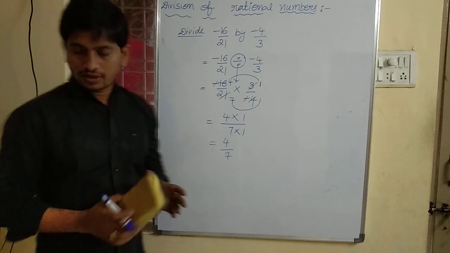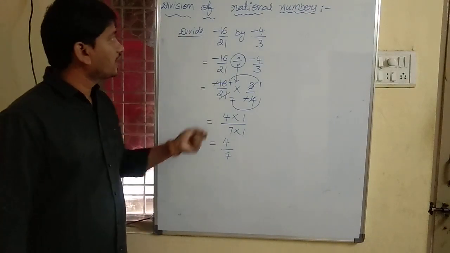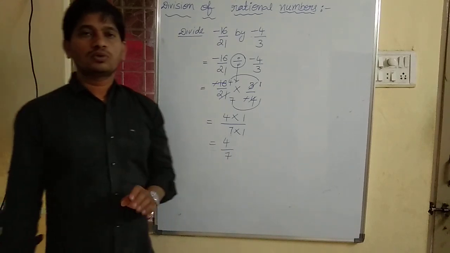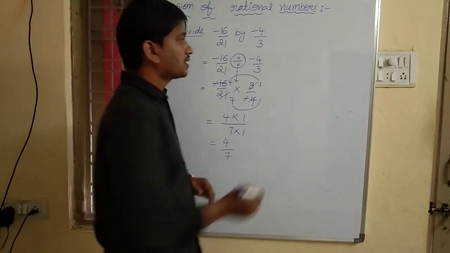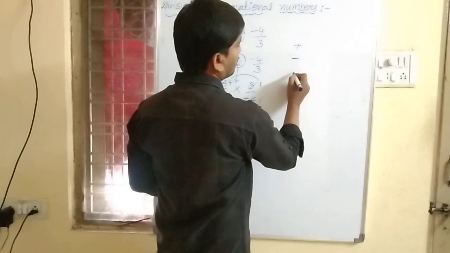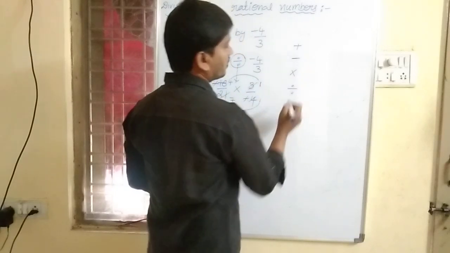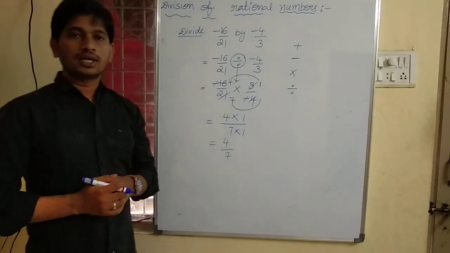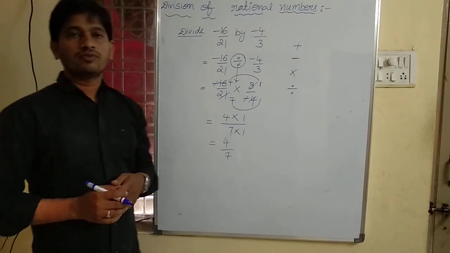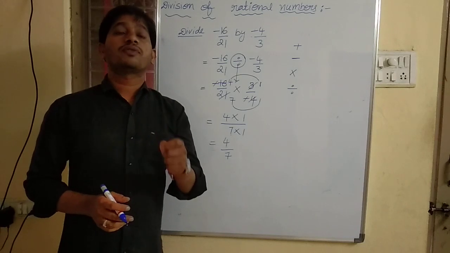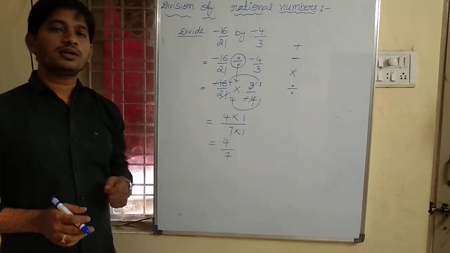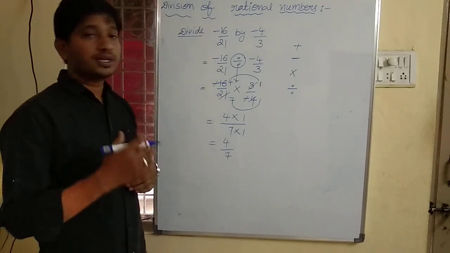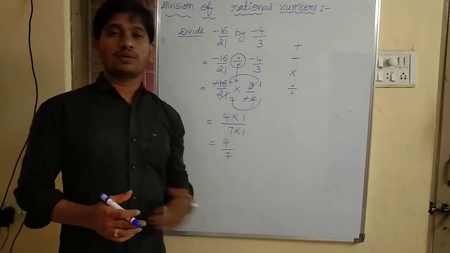Understood? In this way, we can divide rational numbers. So far we have discussed all the operations on rational numbers, that is addition, subtraction, multiplication and division. In the next session we will discuss properties of rational numbers, which is very, very important. I hope you all understood all the operations of rational numbers.